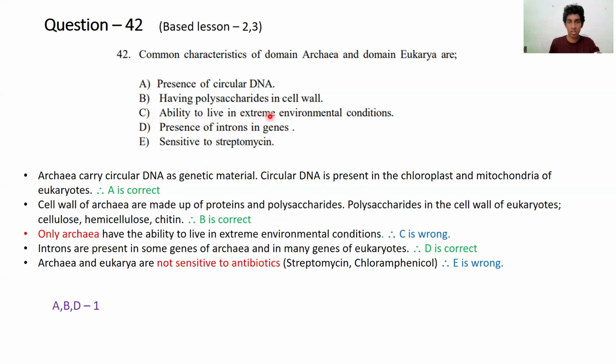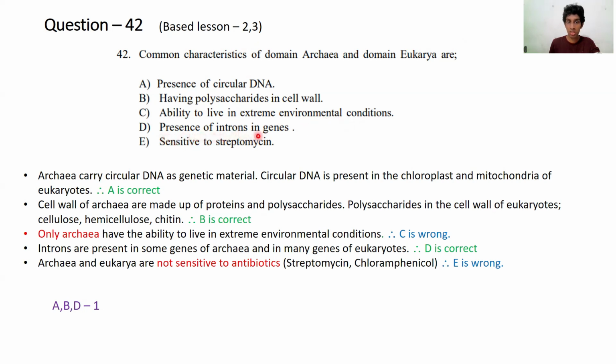C. Ability to live in extreme environmental conditions. No, that is wrong because only archaea have the ability to live in extreme environmental conditions. Eukaryotes cannot live in extreme environmental conditions. Therefore, C is wrong.